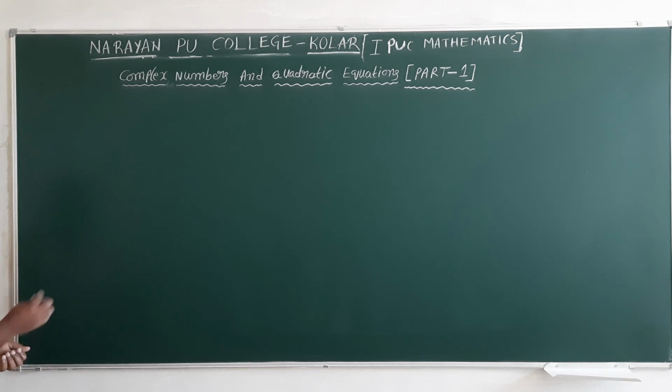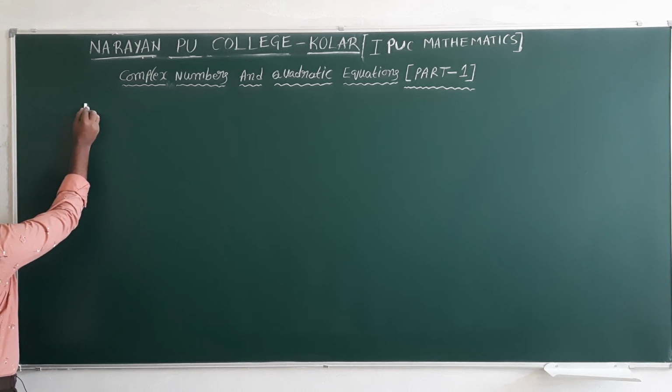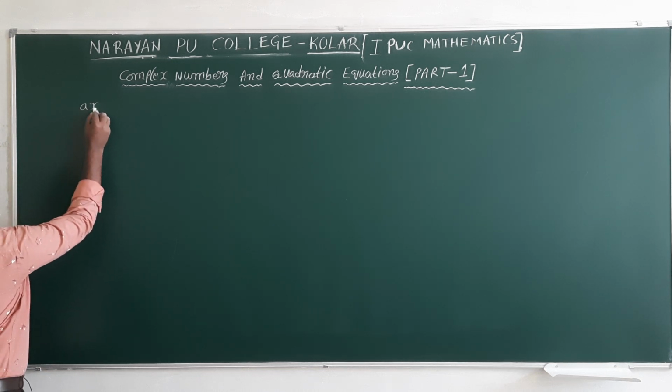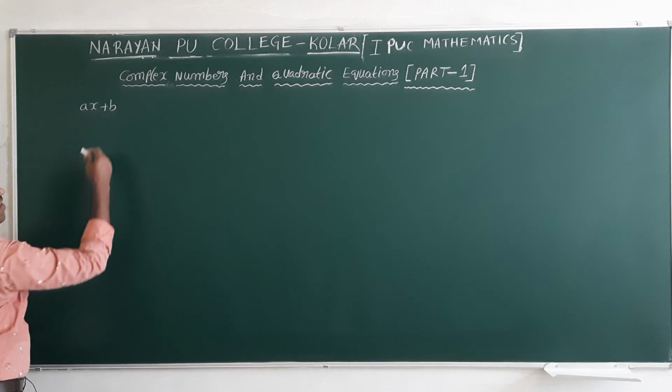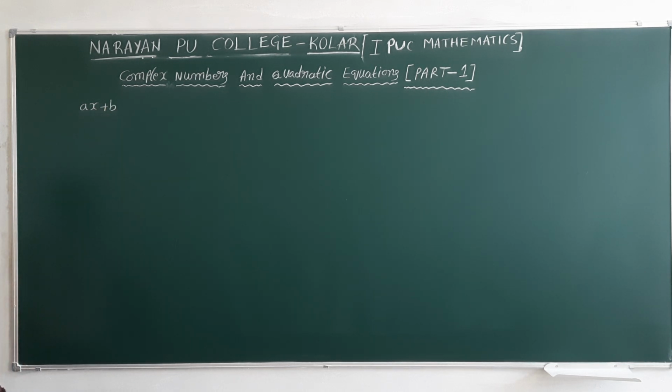Just listen. We know that the general form of a linear function is ax plus b, or cx plus d, whatever it may be. Here a, b are real numbers and x is the variable. So x is a single variable. That's what it is, a linear function in one variable.